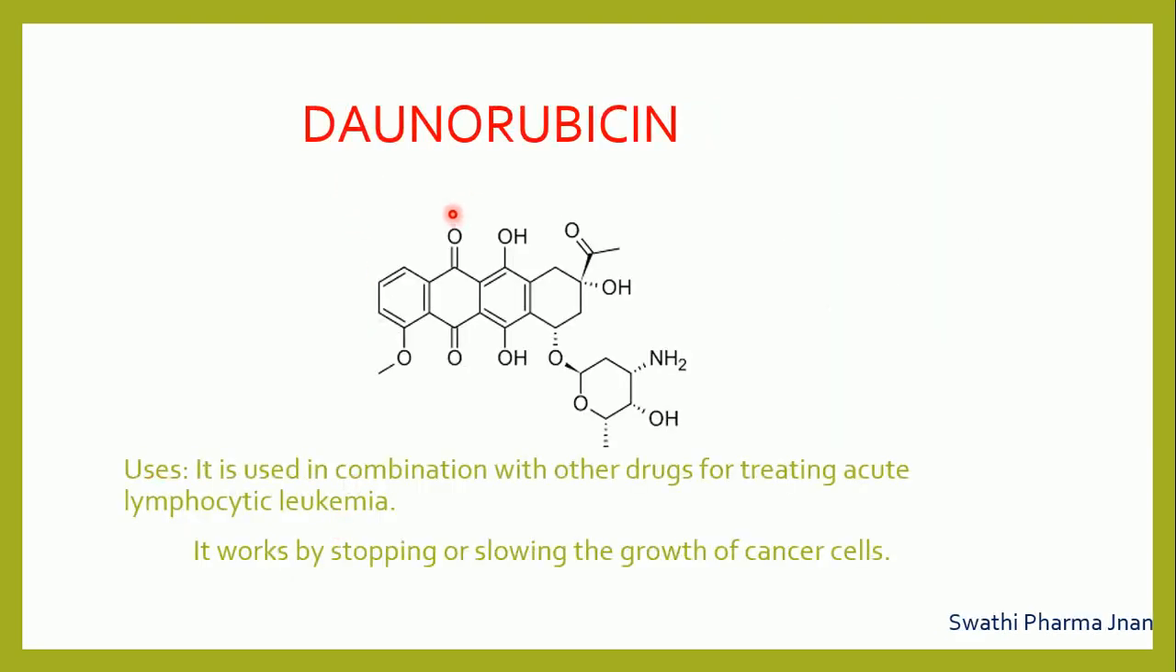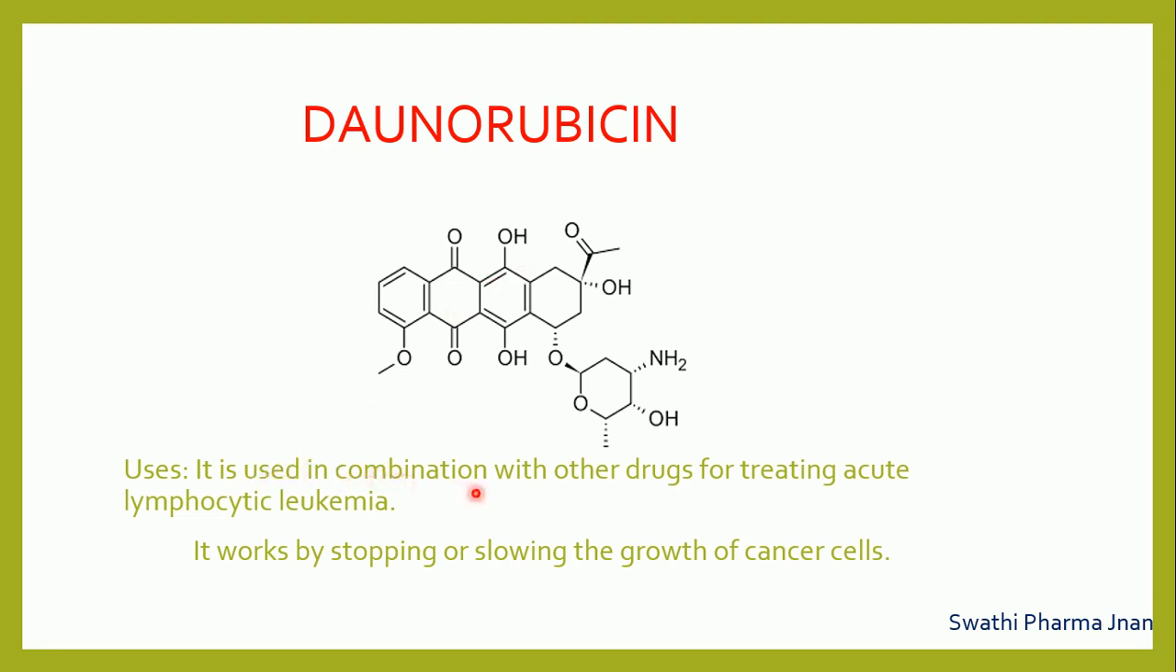Next structure under antibiotics is daunorubicin. Daunorubicin contains 4 cyclic rings which are fused together. OCH3 is attached at this position. 2 ketone groups are attached at these 2 positions. 2 hydroxyl groups are present here, and here an oxygen linkage is attached, and this oxygen linkage is attached to a 6-membered ring containing one oxygen, and it contains one methyl group, a hydroxy group and an amino group. And to this 4th ring there is a COCH3 present. COCH3 is an acetyl group. Along with COCH3, an OH group is also attached. That is the structure of daunorubicin.